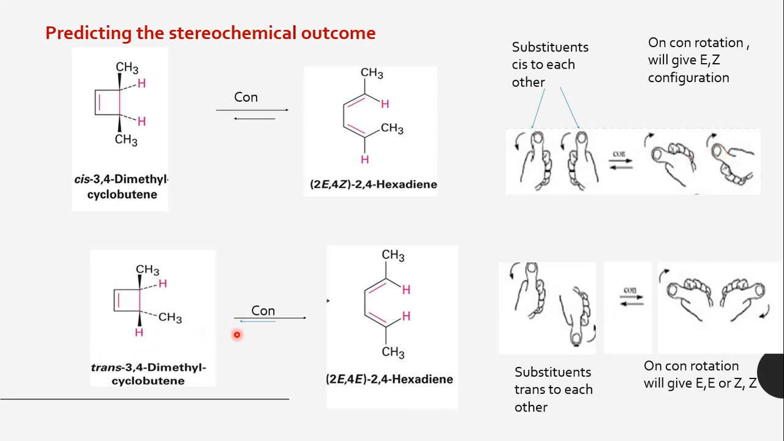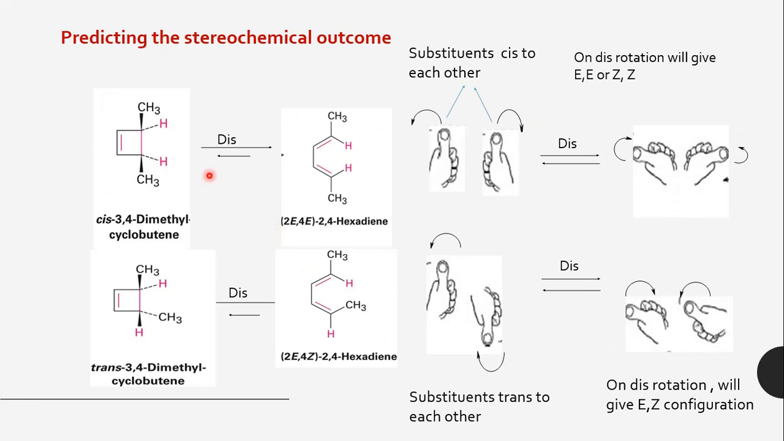If you take the trans isomer and do the same exercise, trans would be represented like this, and you're rotating both of them in the anti-clockwise direction, you would end up with the EE or ZZ, depending. Here you are rotating it in the anti-clockwise direction, so this gives me an EE stereo descriptor for the terminal double bonds, but if I were to rotate it in a clockwise direction, it would give me the ZZ. So by using this simple technique, it is quite possible for students to determine the stereochemical outcome of the reaction. Let us see if it works for the disrotation.